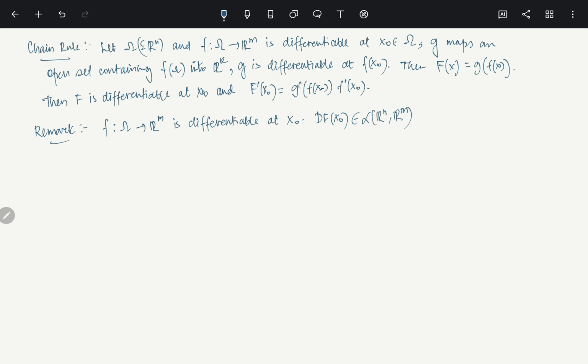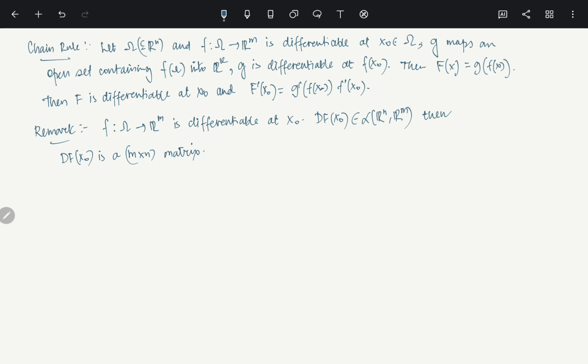Now what do we know? Any linear map from Rn to Rm is nothing but a matrix, so df at x0 you can write as an m cross n matrix. Clear? Now the question is: how does this m cross n matrix look like? That's the idea, and we need to put this together, and then we are done more or less. That's the question we need to answer.